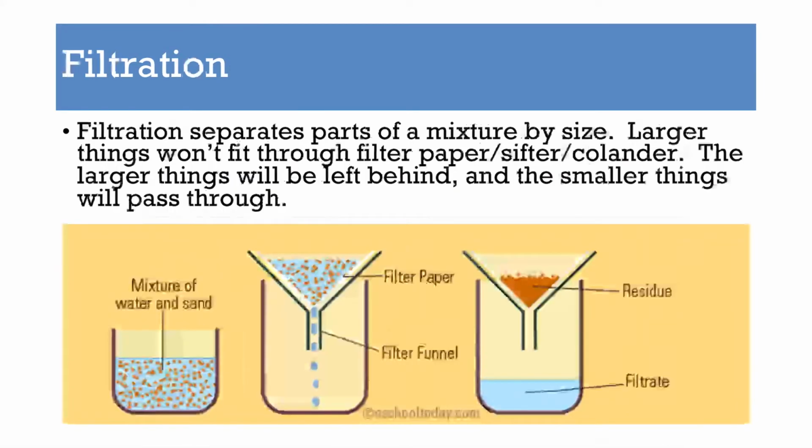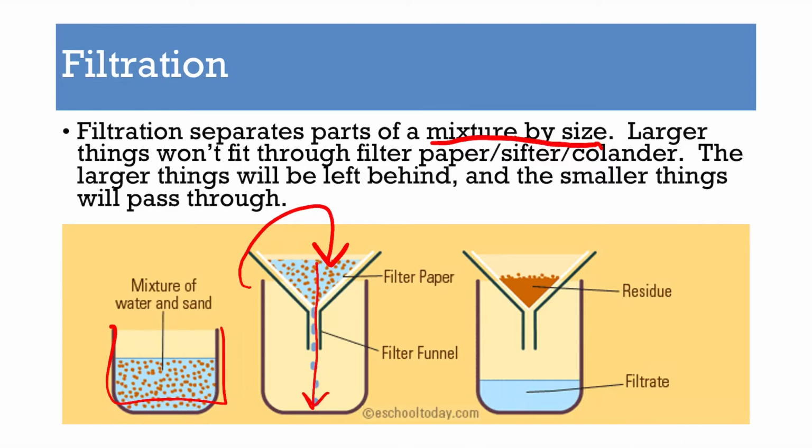So filtration separates mixtures by size. So if you've ever used a funnel, if you've ever made pasta, which I'll show you on the next slide, it separates by size. So here's a mixture of water and sand. Now if you pour the water and sand mixture through the filter paper, water is able to come through, but the sand is too big to fit through the filter paper. So it just chills up there and stays. So you have the sand here and the water on the bottom.